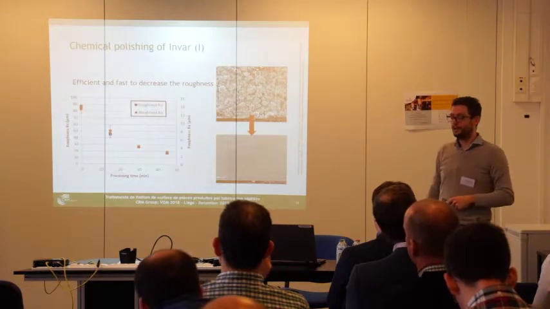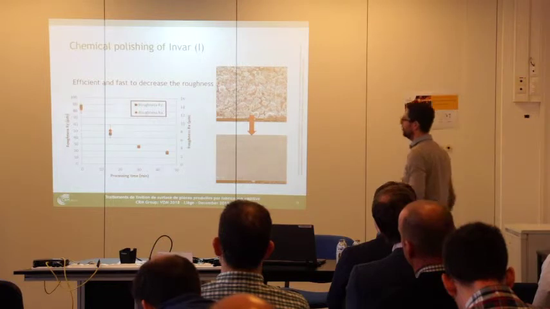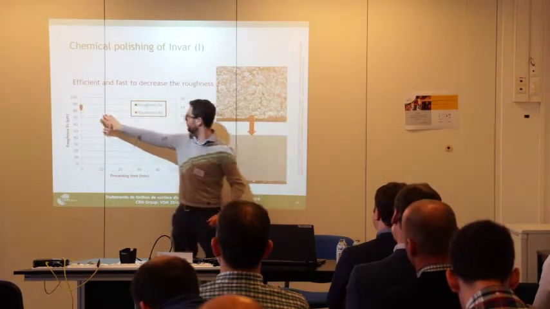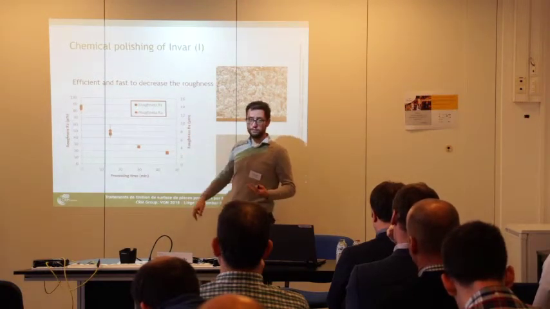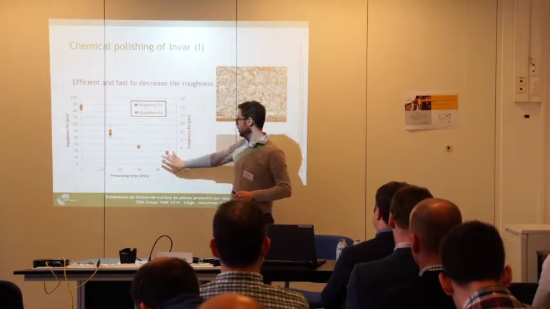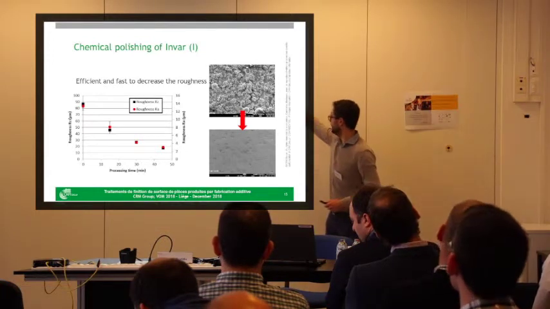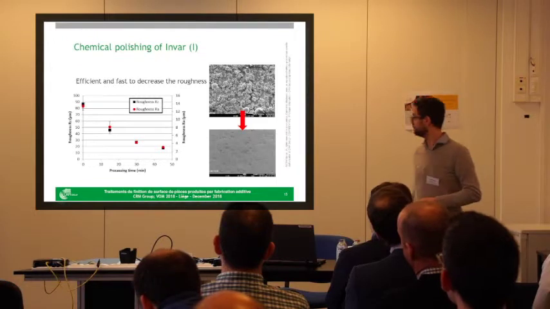Now let's speak about INVAR, about chemical polishing of INVAR. Samples produced in INVAR have a lower roughness, around 15 micron Ra, and we achieve 3 microns on the overall surface of the parts in around 1 hour. So it's really, really fast. We have that surface and we reach that state. The material removal is really fast and homogeneous.